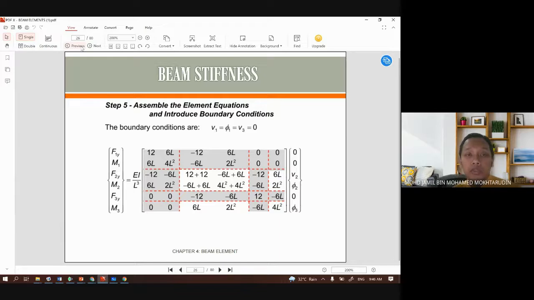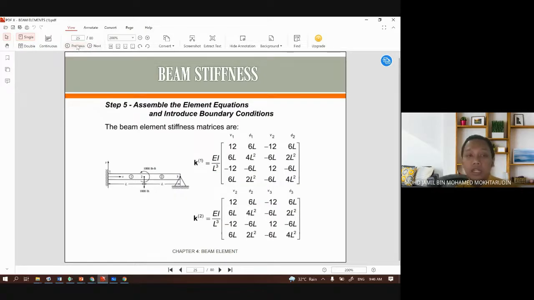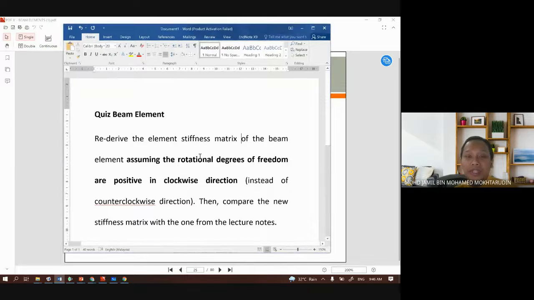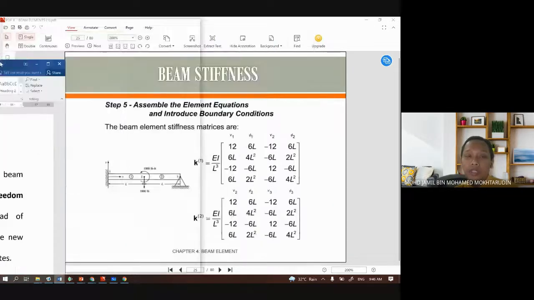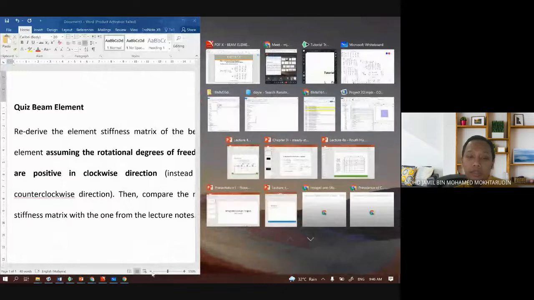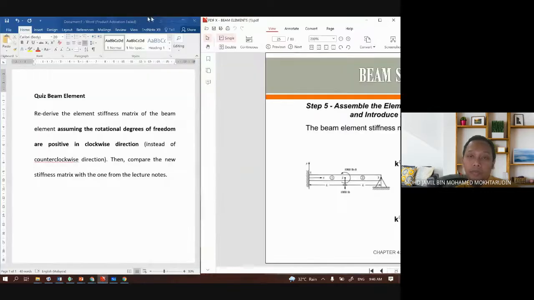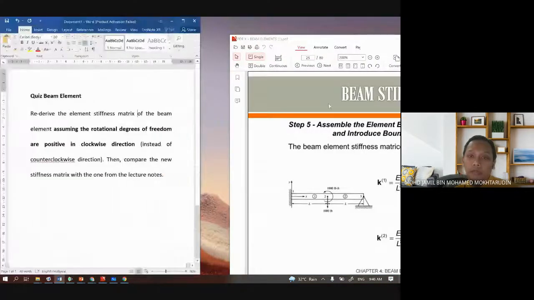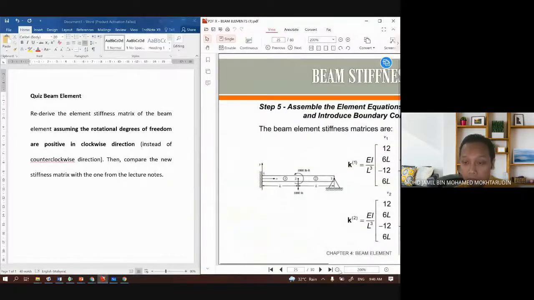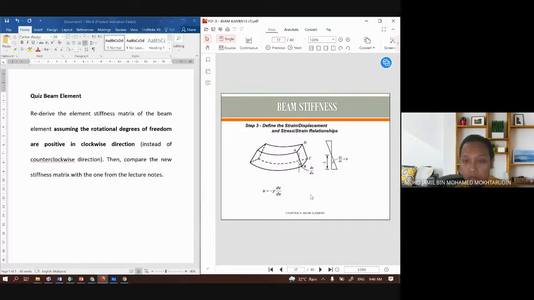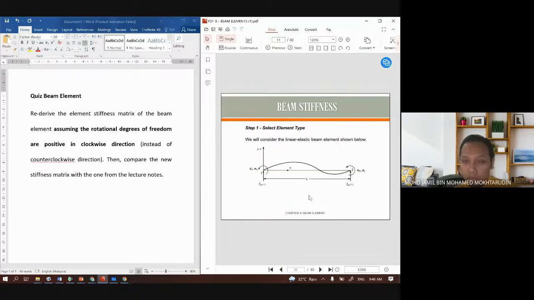Okay, so as usual, as requested by Fadli Nadil, I want to give you a quiz, okay? The due date is next week. So this quiz is simple. I want you to rederive the equation for the beam just now, but now we change the sign convention. So I want you to derive this equation starting from this slide.